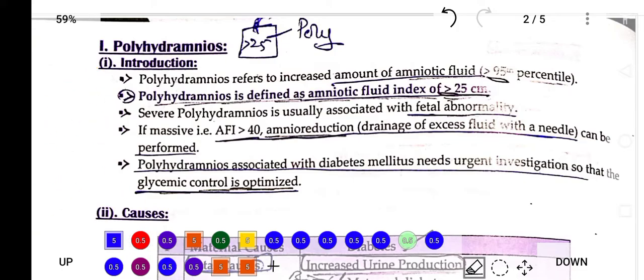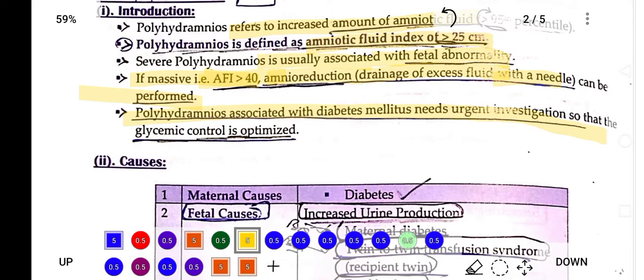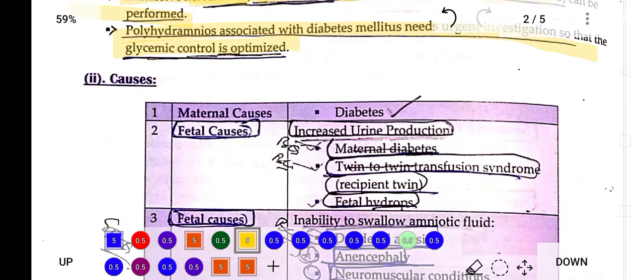Now polyhydramnios is a condition in which an increased amount of amniotic fluid occurs, and the amniotic fluid index is greater than 25 centimeters. That condition is known as polyhydramnios, and it is associated with a fetal abnormality if the amniotic fluid index is greater than 40%. Amnioreduction, drainage of excess fluid with a needle, can be performed in order to decrease the amount of increased amniotic fluid. Polyhydramnios is associated with diabetes mellitus. Urgent investigation is performed for glycemic control, and in this way we can reduce the amount of the amniotic fluid.